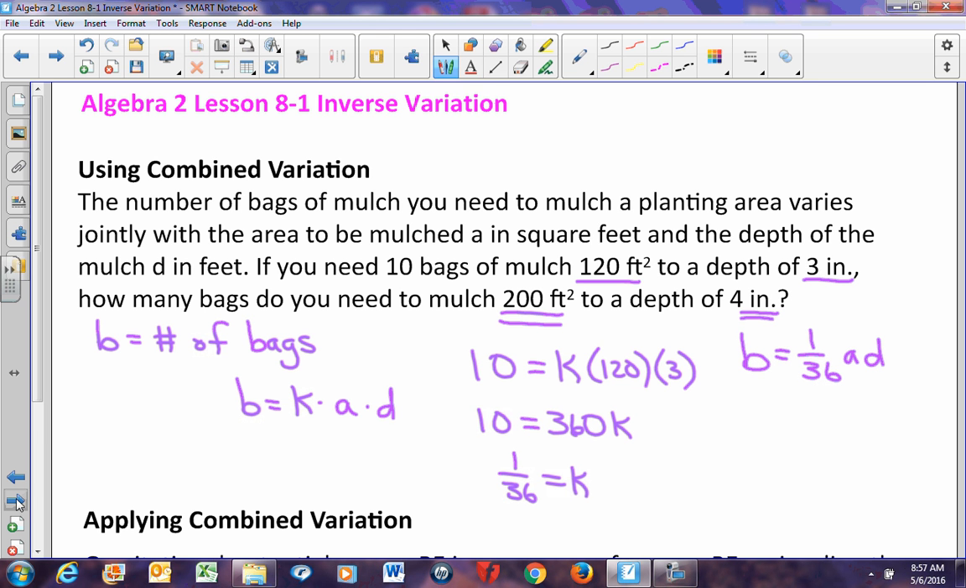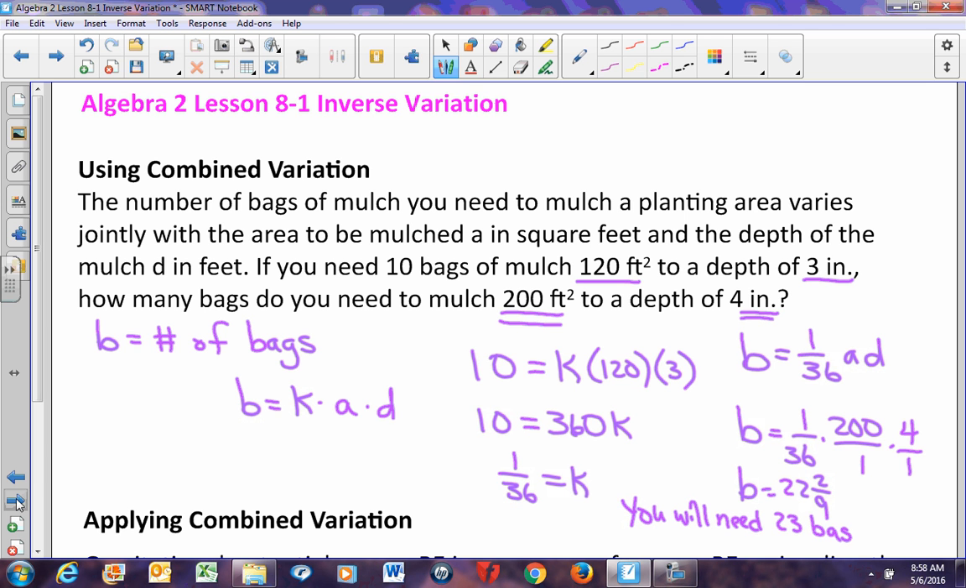So now how many bags am I going to need to do 200 square feet to 4 inches? So B is going to equal 1 over 36 times 200 times 4. Right? And when you multiply that all out, you get 22 2/9. But I can't buy 2/9 of a bag of mulch, so I'll have to go all the way up to that 23rd bag. So I'll need 23 bags to mulch.